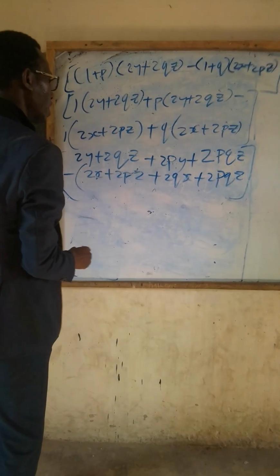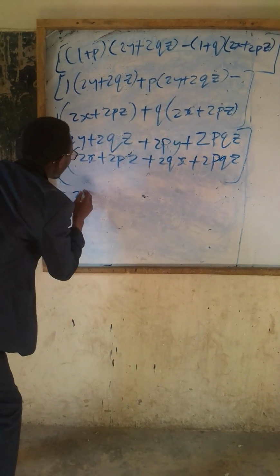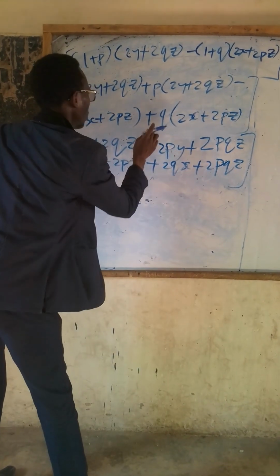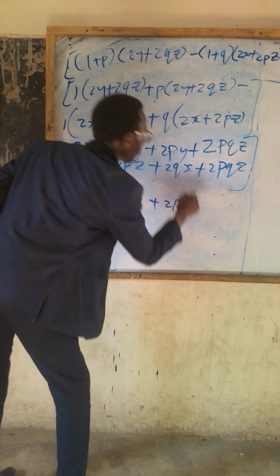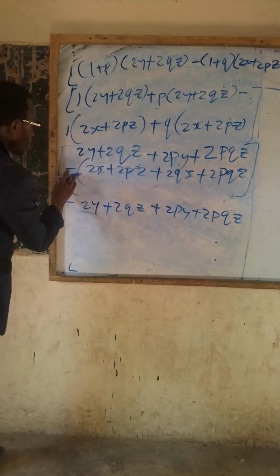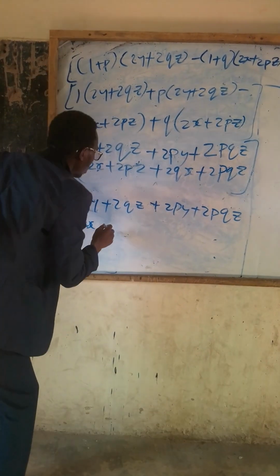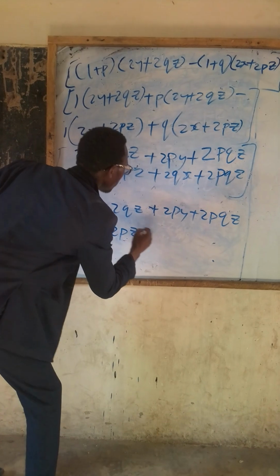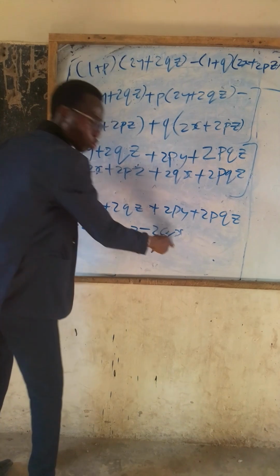So you're going to agree with me that we have 2y plus 2qz plus 2py plus 2pqz. Are you getting me now? Minus multiplied by 2x is what? Minus 2x. Minus multiplied by minus 2pz is what? Minus 2pz. Minus multiplied by minus 2qz is what? Minus 2qx. Are you getting me?